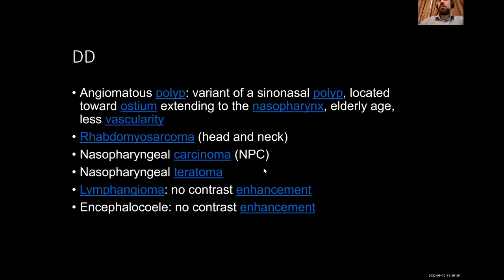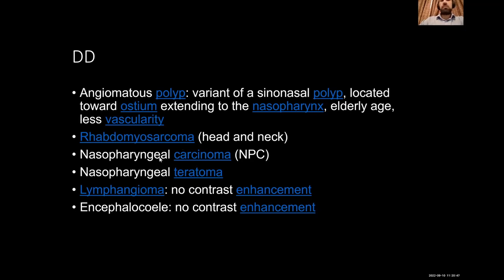Okay, next case. Just ahead is some differential, but for me, and I think in the exam, these other differentials are not accepted. Angiomatous polyp is very rare. Rhabdomyosarcoma, the presentation is different. Although it is the most common sarcoma at that age, around 7 years, I think it's not an appropriate differential diagnosis.